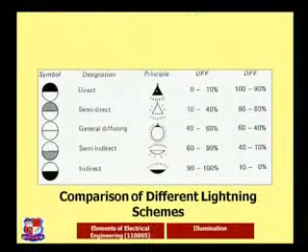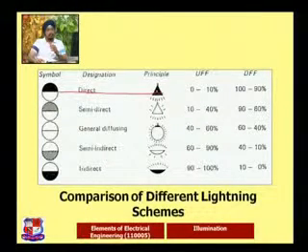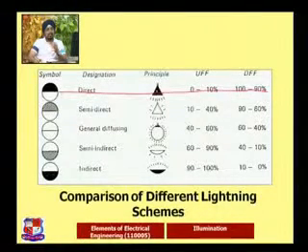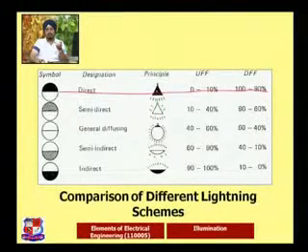The next one is the comparison of the different lighting schemes. See, from where we have started, the direct lighting scheme, symbol of the same. We are going to get 90 to 100% at the direct or downward side, but only 0 to 10% at the indirect side. Means we are able to use 90% of that particular energy.